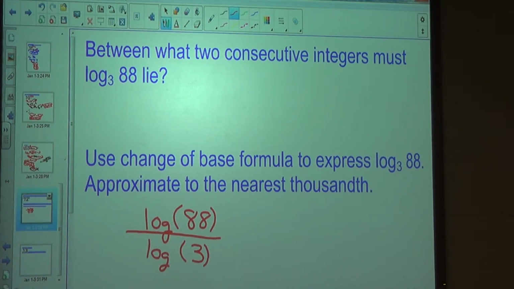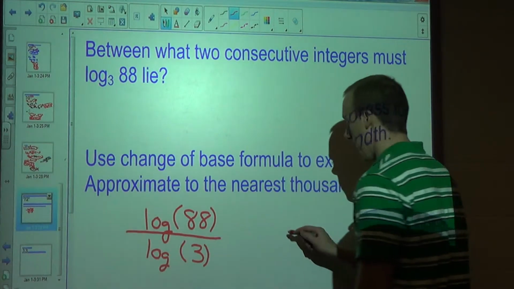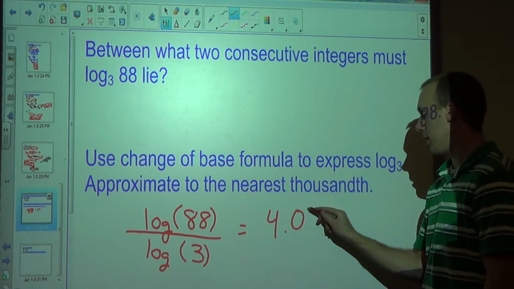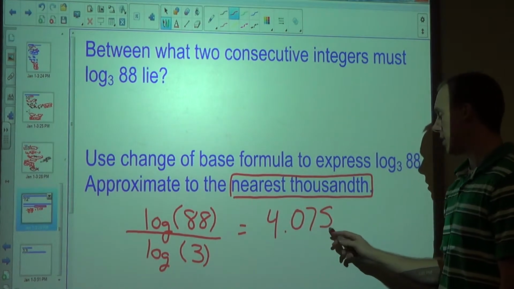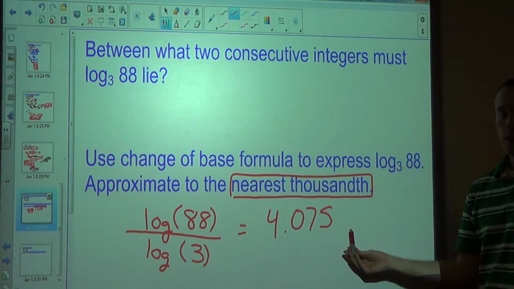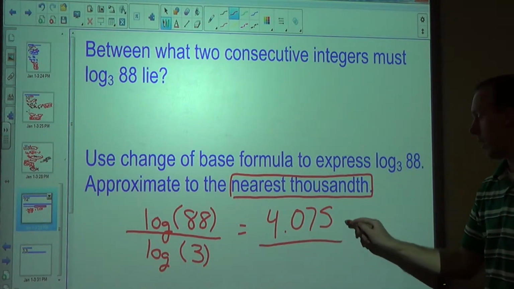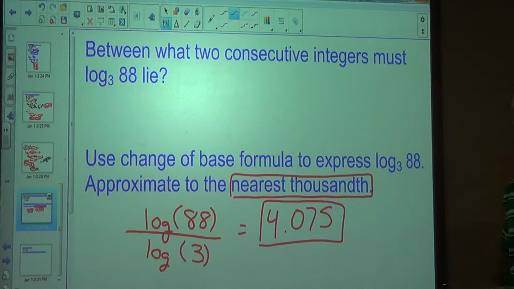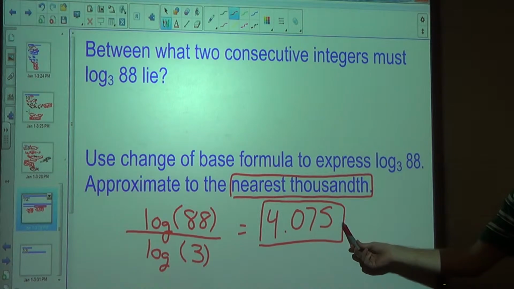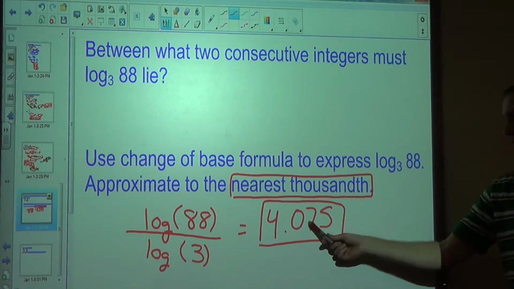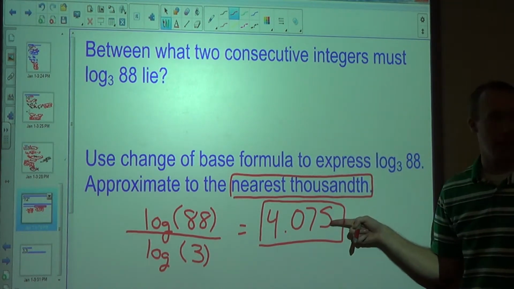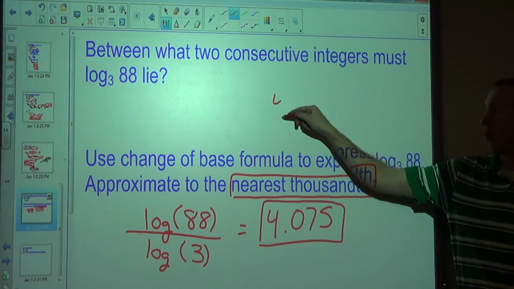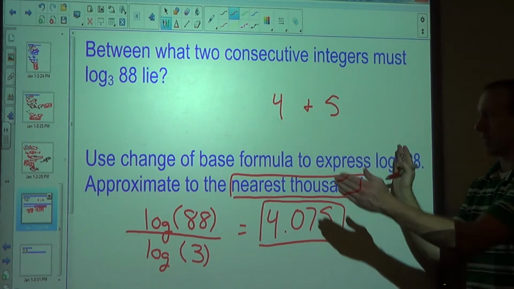4.075, and it says approximate to the nearest thousandth. So tenth, hundredths, thousandths, what's the next number after that? 4, so it wouldn't go up. So that's my answer right here. Okay, so we're stopping on that number. Between what two consecutive integers does this answer lie? 4 and 5. 4 is the smallest, and 5 is the biggest, and it's in between 4 and 5.